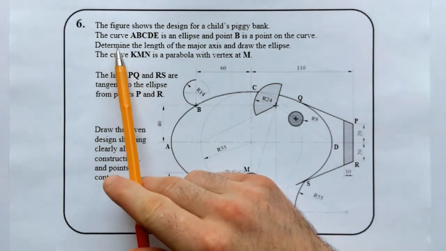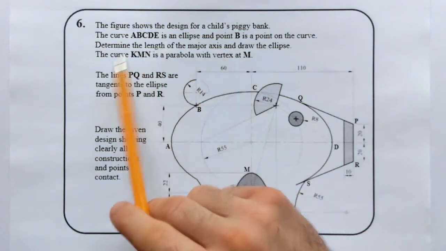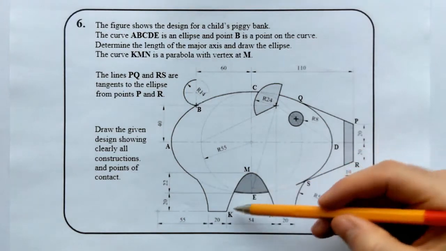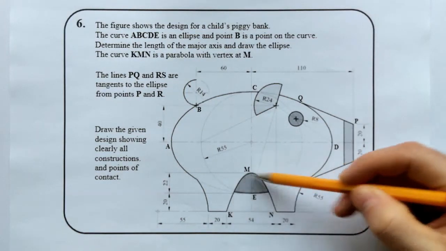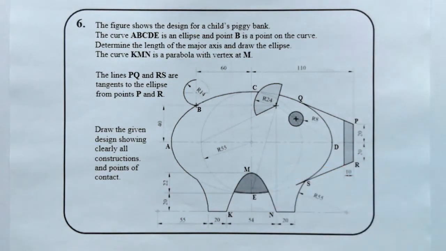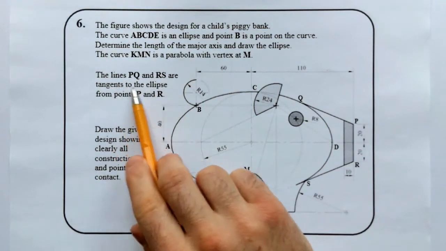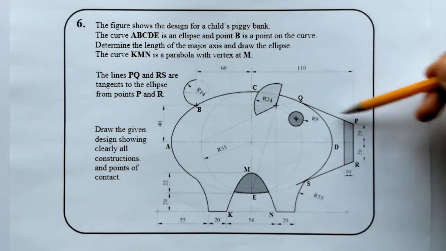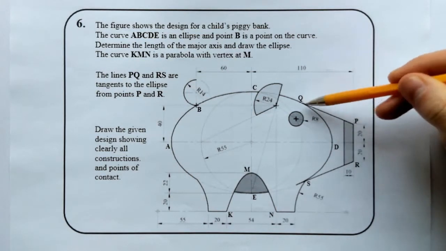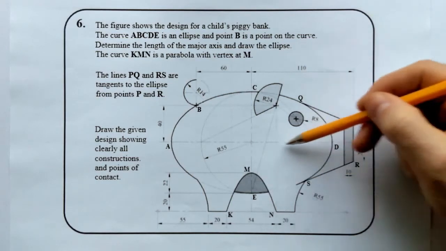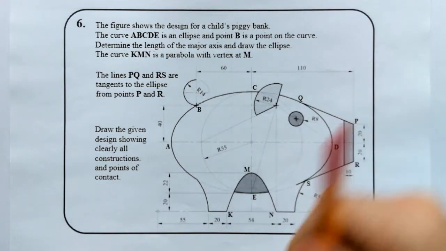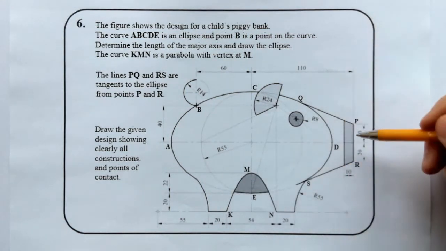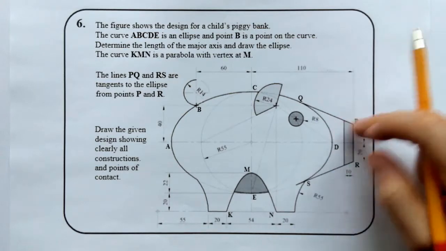We have to determine the length of the major axis and draw the ellipse, and the curve KMN is a parabola with vertex at M. So KMN, it's a parabola and the vertex is at M. The lines PQ and RS are tangents to the ellipse from points P and R. So P is a point outside the curve of the ellipse, as we can see, and the line PQ is the tangent. R is the same tangent, but just flipped over to the other side, so the tangent RS. So there's a little bit of work in that one because that's coming tangent from a point that is P, which is outside the curve, so that's a little bit tricky there.